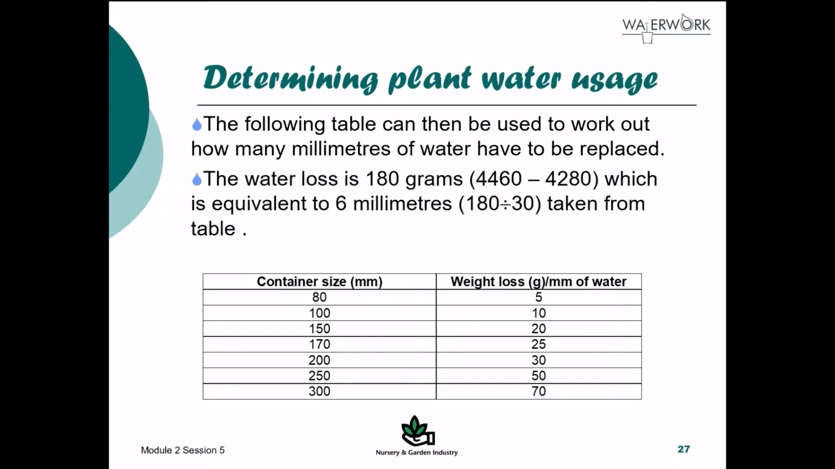In the example, the water loss is 180 grams. The table shows in a 200 mm container, 30 grams of weight is lost for every 1 millimetre of water. This means that 6 millimetres of water has been lost: 180 grams of total weight lost divided by 30 grams per millimetre in a 200 mm container.